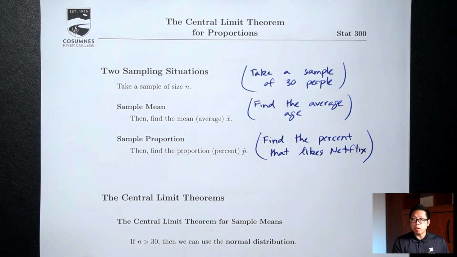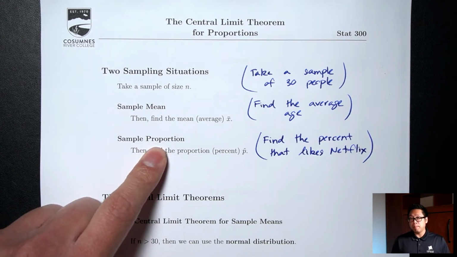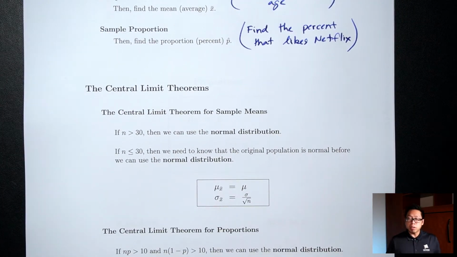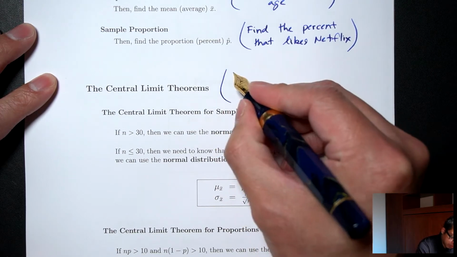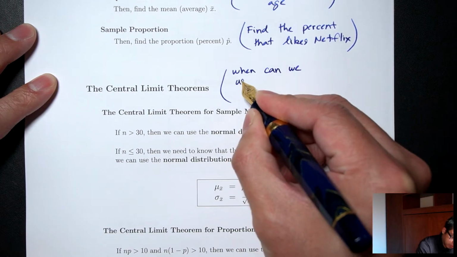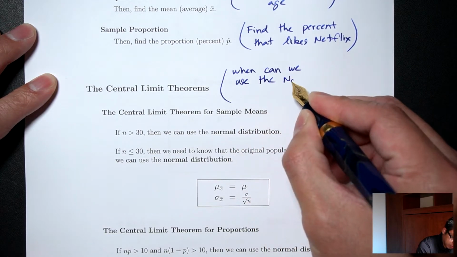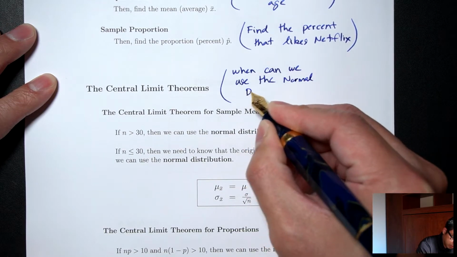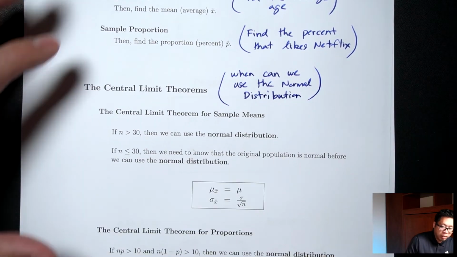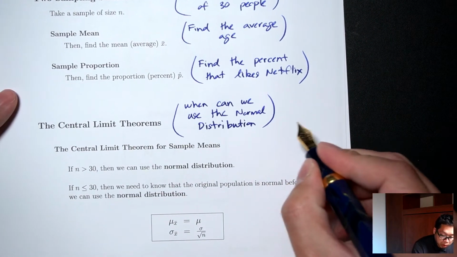The mean situation we talked about in the last lecture. So the new situation in this lecture is the proportion situation. Now the central limit theorems tell you when you're allowed to use the normal distribution. In other words, when can we draw this picture that we've been drawing for every single situation?